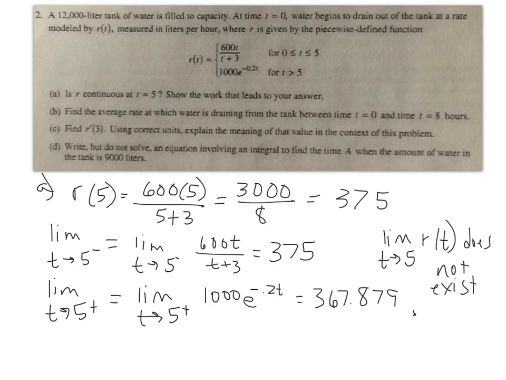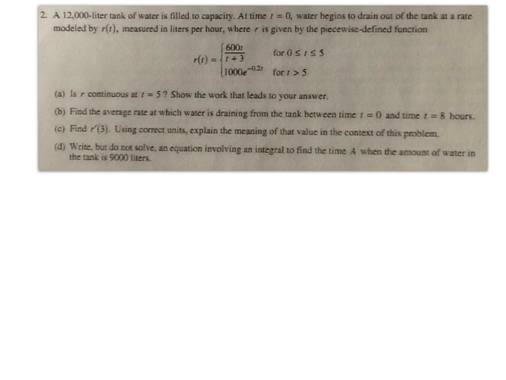Therefore, R of t is not continuous at t equals 5. That was supposed to look like the at symbol. Okay, so let's go on to part B.